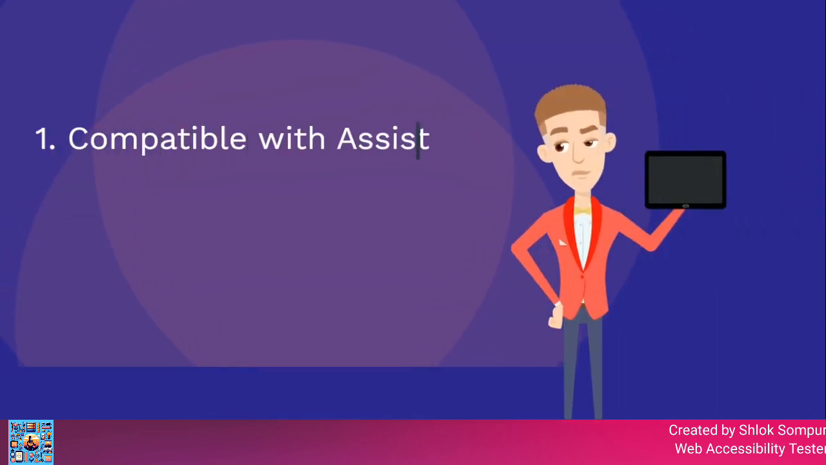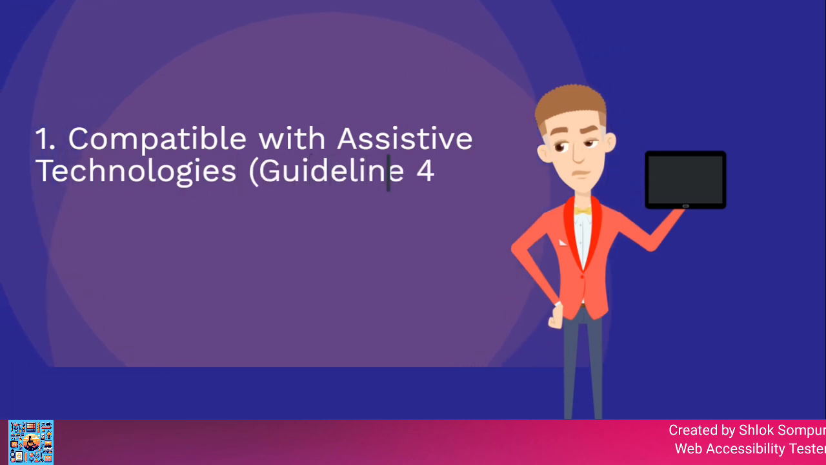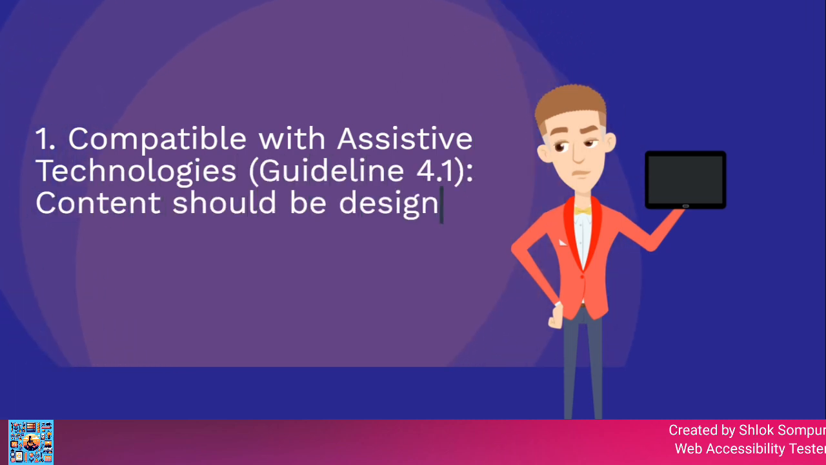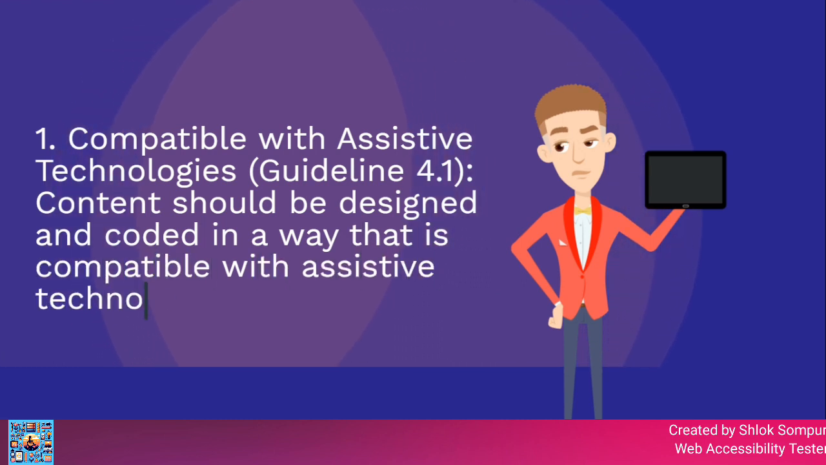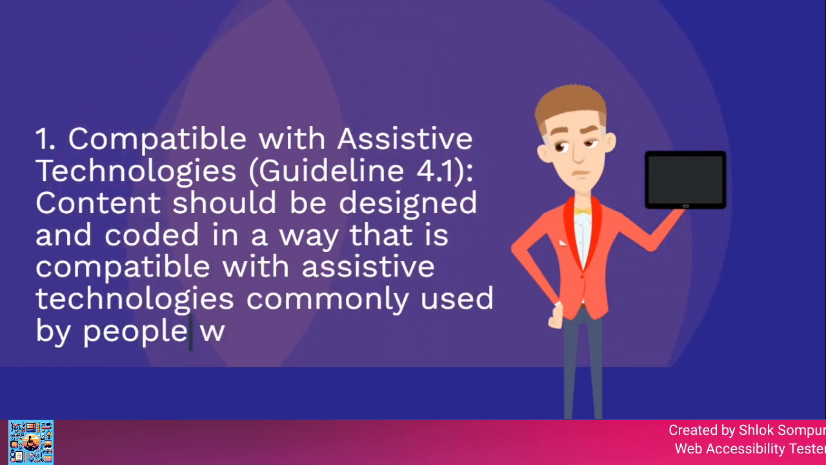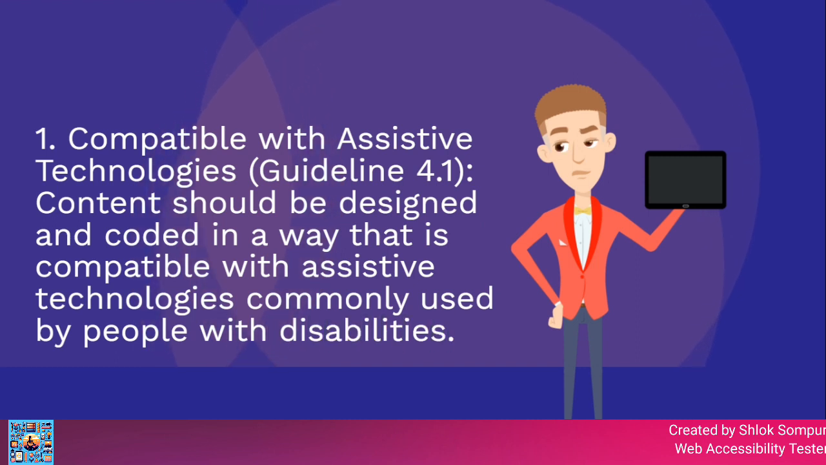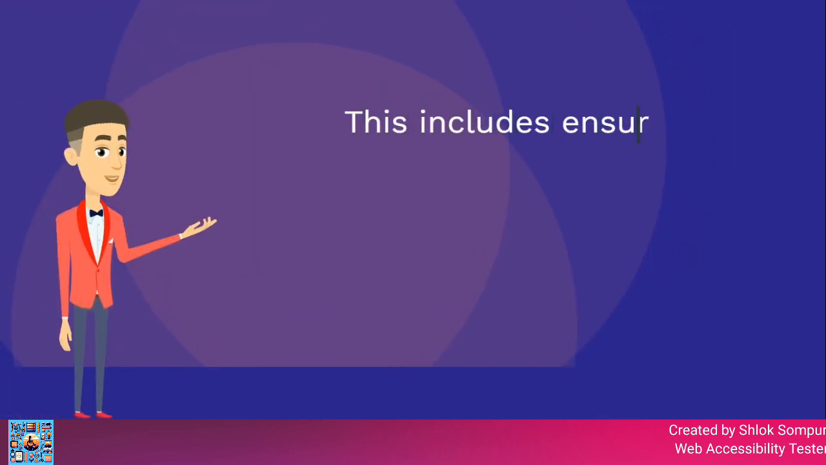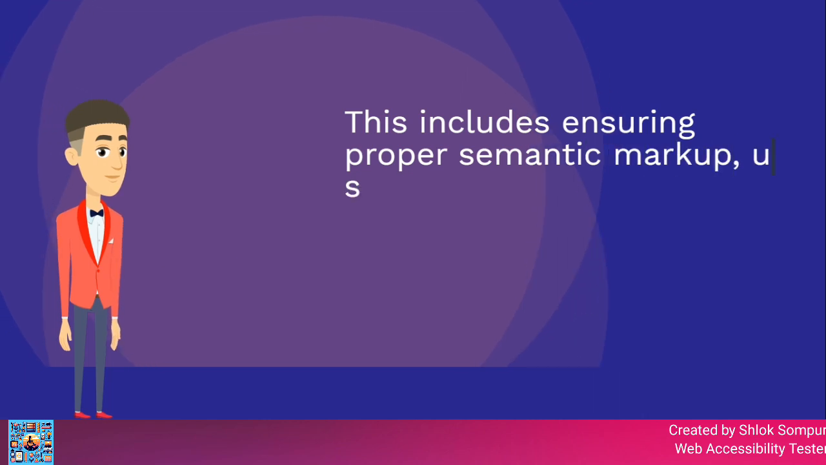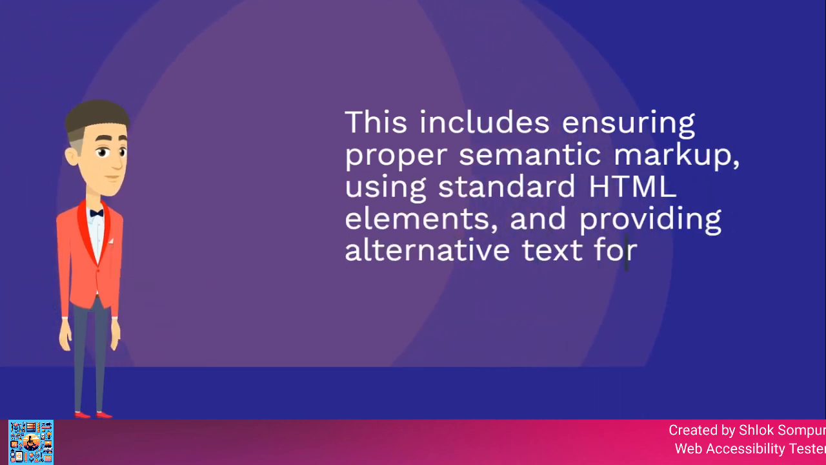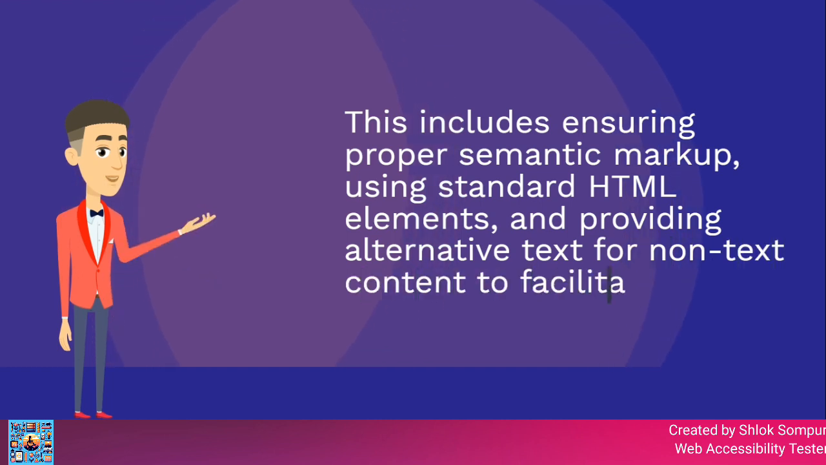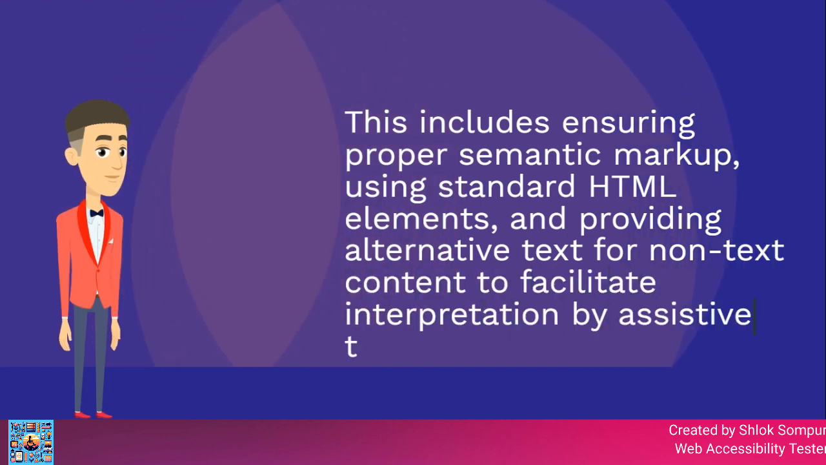1. Compatible with assistive technologies. Guideline 4.1. Content should be designed and coded in a way that is compatible with assistive technologies commonly used by people with disabilities. This includes ensuring proper semantic markup, using standard HTML elements, and providing alternative text for non-text content to facilitate interpretation by assistive technologies.